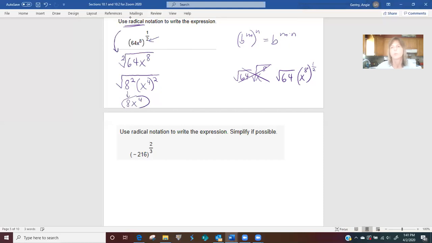Okay, so I shouldn't probably confuse things and make it harder for you. But this is an option. If it didn't tell you to use radical notation, you could deal with it like that.